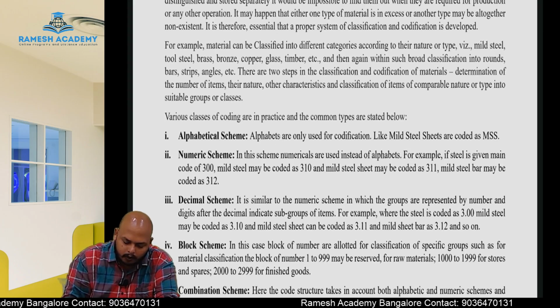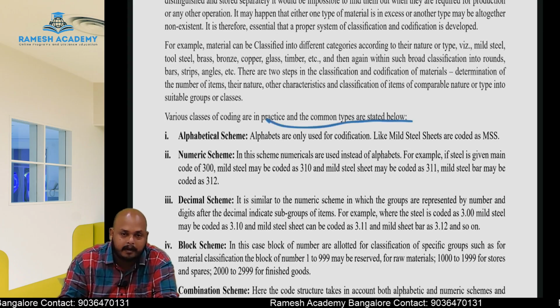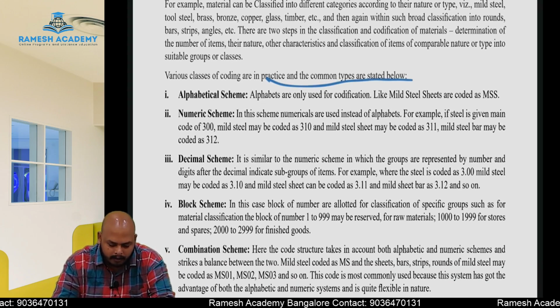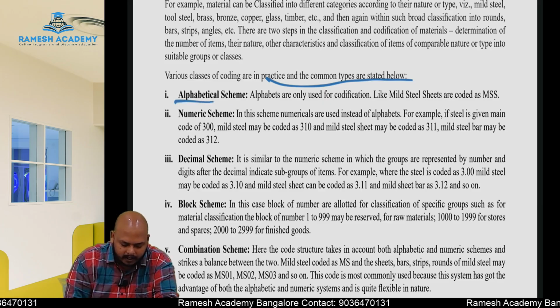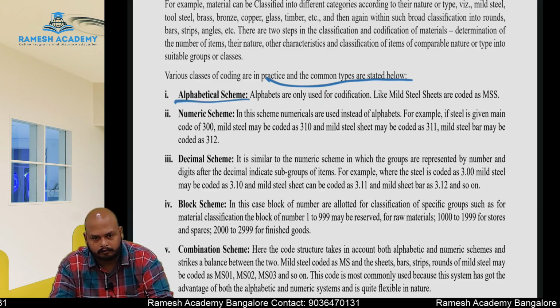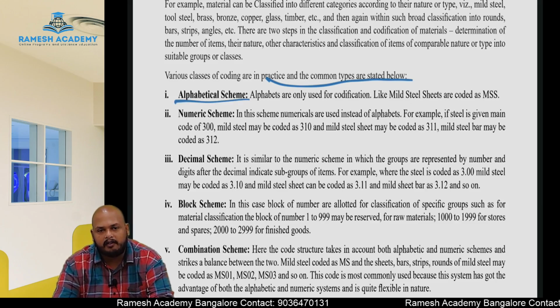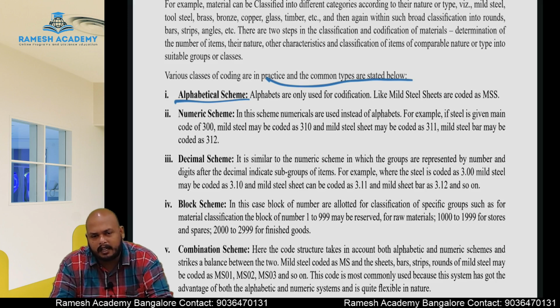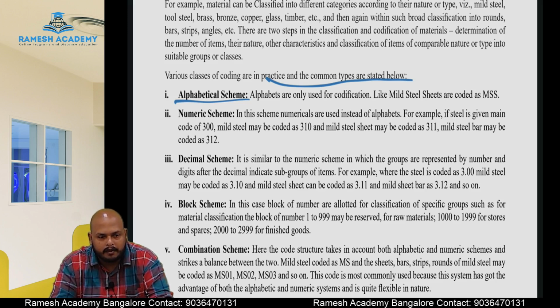Various classes of coding are in practice, and the common types are stated below. One company will follow one thing. Some companies follow an alphabetic scheme to identify their raw material. The alphabetic scheme is nothing but a name; they keep the name as the code.